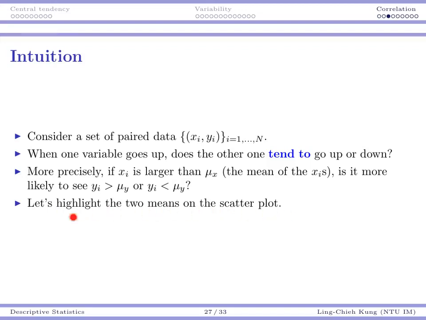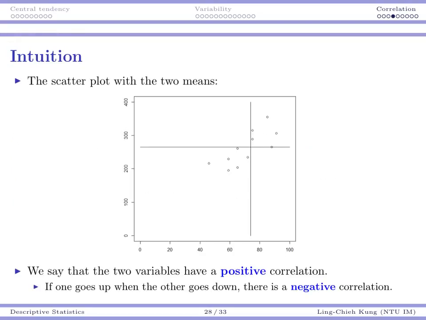Let's look at this by using the scatter plot with our previous example. If we plot mu x and mu y, we would get something like this. This is mu x and this is mu y. We can see that when x is above mu x, we tend to have y above mu y. When x is smaller than mu x, we tend to have y smaller than mu y. And this fits our intuition that they have positive correlation instead of negative correlation.